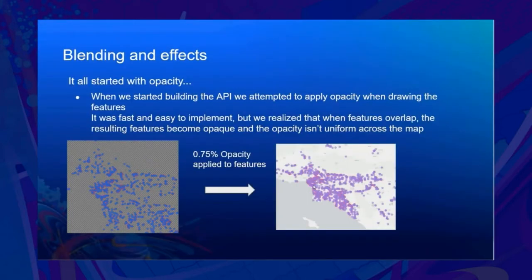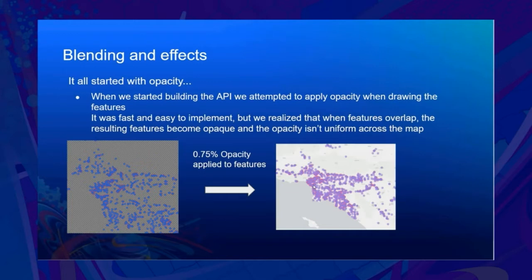So in terms of background, it all really started with opacity. When we just started implementing the API, we applied the opacity per feature, meaning that when we render the feature, we simply apply the opacity for each fragment. It was easy, it was fast. We didn't really have to do much, but then realized that the cartographic outcome is not really where we need it to be.